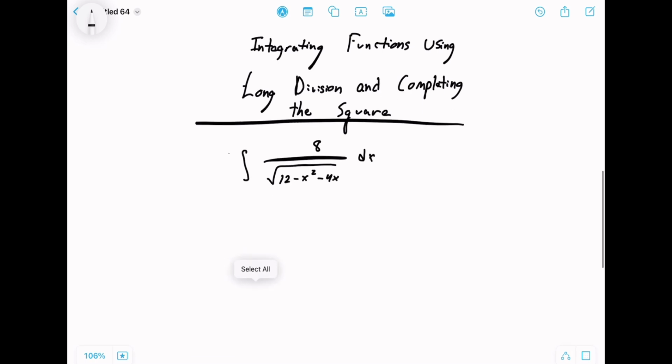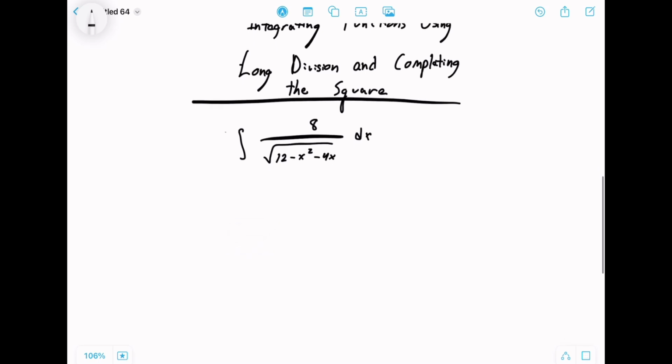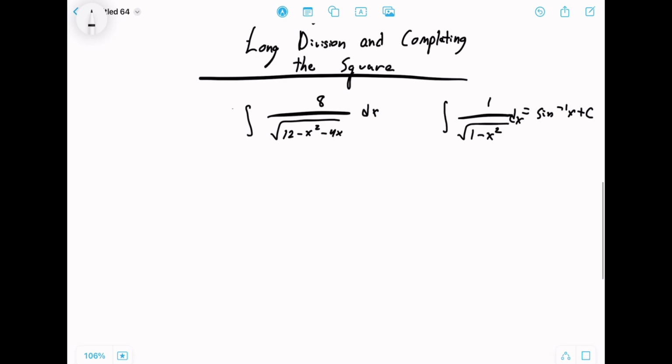Now, at first glance, it may not look like we're working with much, but it's actually not as bad as you think. So the first thing I can do is recognize that this looks to be in the form of the integral of 1 over the square root of 1 minus x squared, which equals sine inverse x plus c. So I know I want to get into that form.